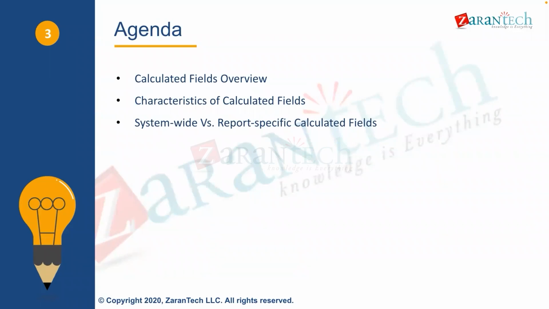As part of today's agenda, I want to cover what calculated fields are, what the characteristics of calculated fields are, and there are two types of calculated fields that we'll see as a whole: one is system-wide, and another one is report-specific calculated fields. We'll go through both the types, and maybe if time permits, we'll also see different types of calculated fields as well. Workday provides a whole set of calculated fields based on the requirements. So we can always run through the types as well if time permits today. Okay.